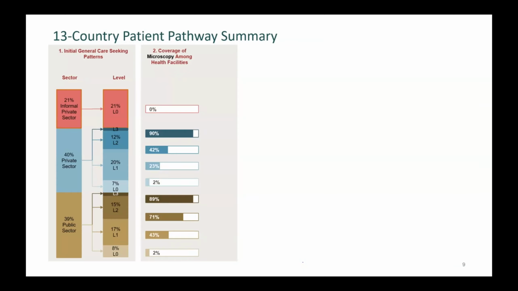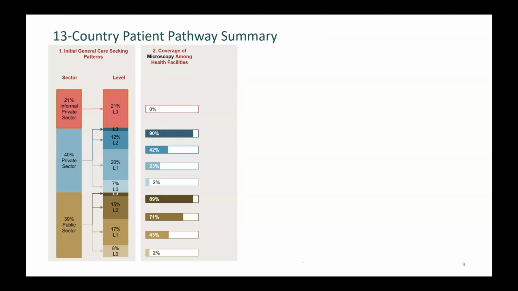Next, we want to look at how that initial care seeking aligns with where we put tuberculosis diagnostic capabilities. In this 13-country study, the only common diagnostic for which we had data was microscopy. So I'm showing you microscopy here to explain the methodology. Let's take the public sector level 1, where 17% of people start their care seeking. Only 43% of level 1 facilities have a microscope or a referral mechanism to get a specimen, a sputum sample, to a microscope.